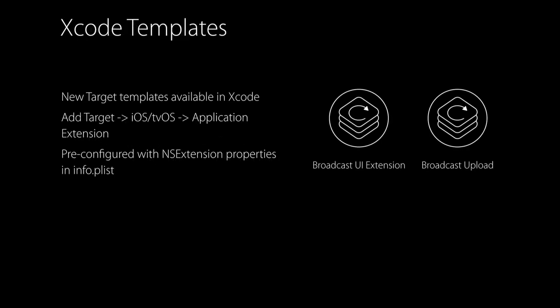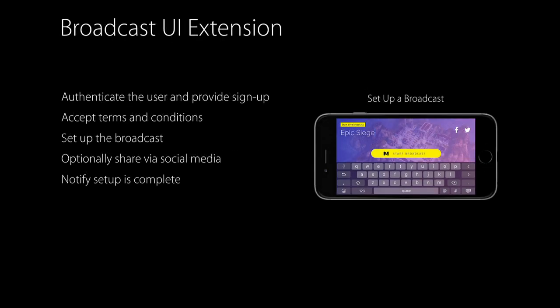We made it incredibly easy to set up these extensions via an Xcode template. These are available as new targets for both iOS and tvOS. If created from this template, the extensions will be pre-configured so they will show up in the broadcast activity view controller list that you see. Let's take a look at the two new extensions that a broadcast service needs to implement, starting with the broadcast UI extension. The UI extension has a few key responsibilities.